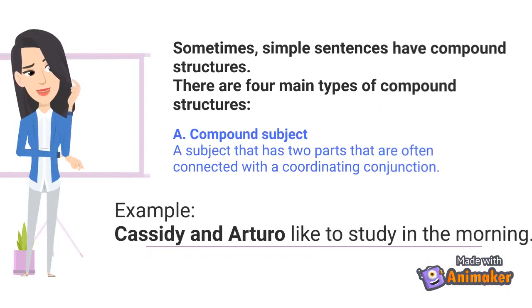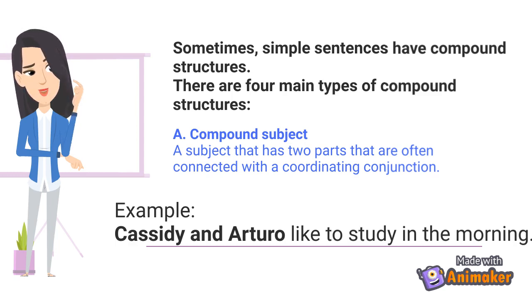Sometimes simple sentences have compound structures. There are 4 main types of compound structures in simple sentences. Let me explain. The first one is compound subject. It means a subject that has 2 parts that are often connected with a coordinating conjunction. For example, Cassidy and Arturo like to study in the morning.